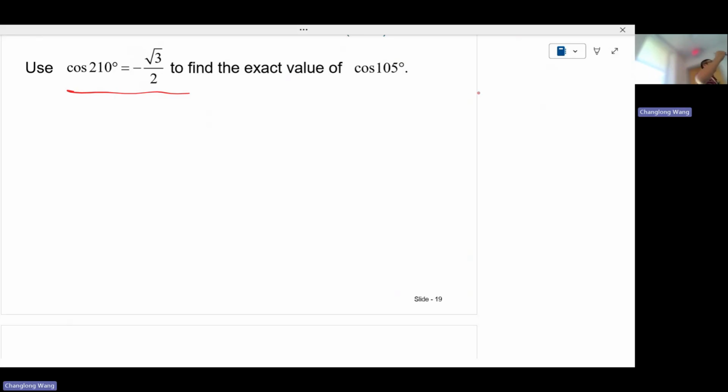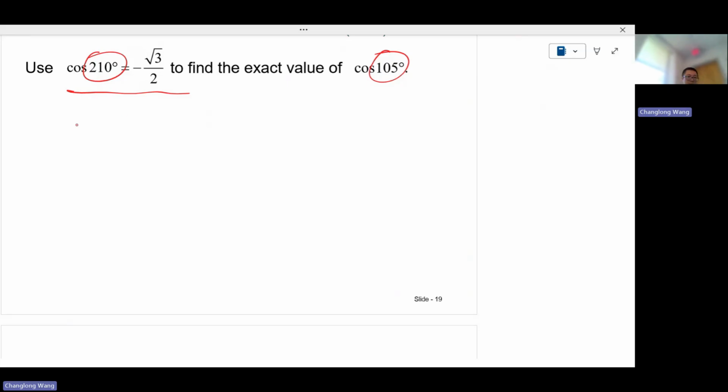So you know that from 6.1 to 6.3 we have tons of identities. That means there are going to be a lot of problems in the test asking you to use the identities to prove, to verify, or to evaluate things. Therefore, hopefully you realize that 105 seems pretty small, and it turns out to be half of 210. So what you should do is just go ahead and write down what the half angle identity or half angle formula looks like and go from there.